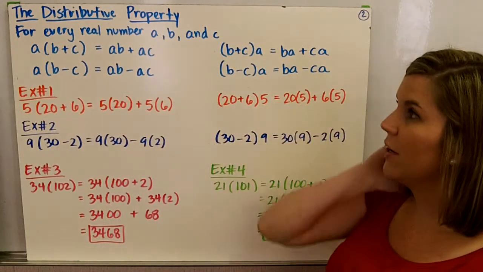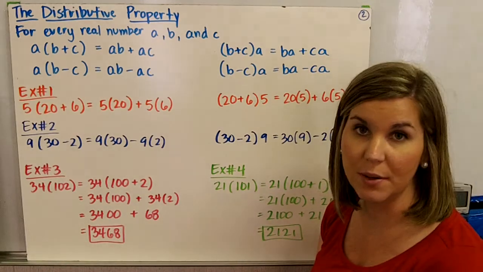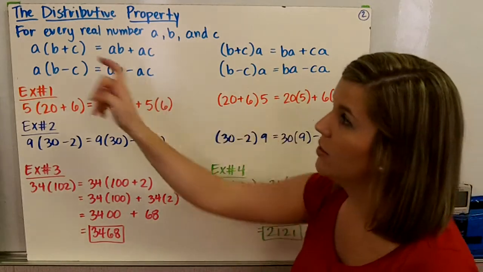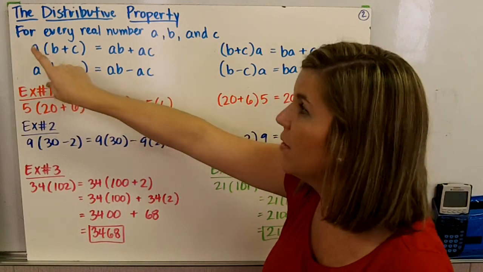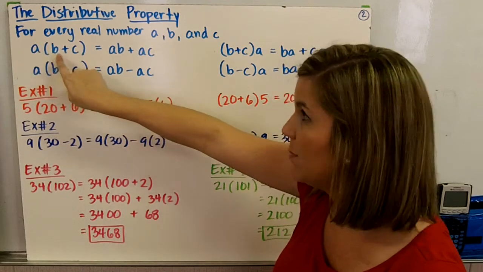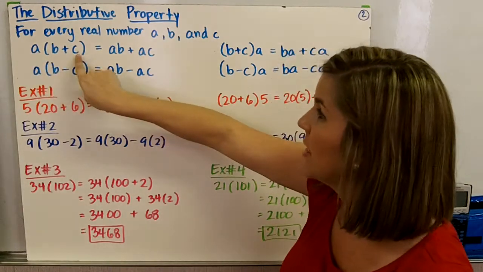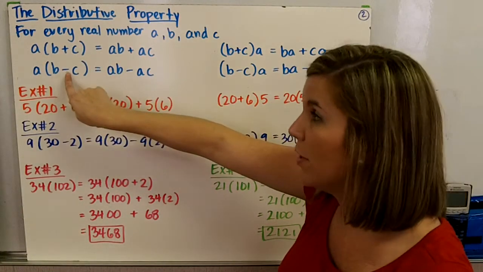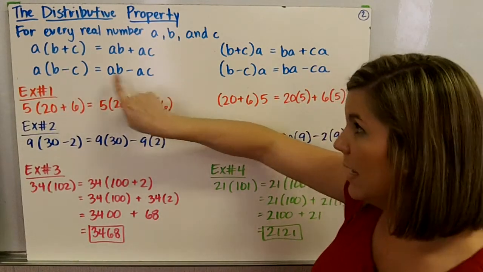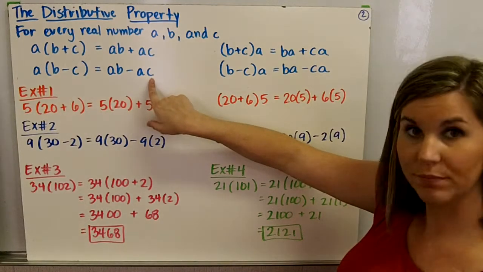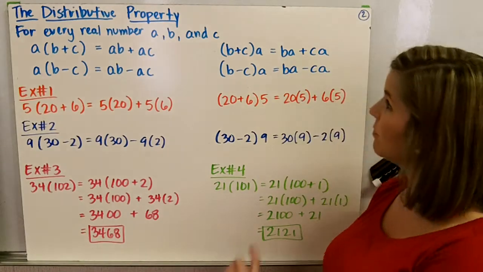The distributive property. For every real number a, b, and c, so a, b, and c just represent numbers, you can do these 4 patterns. If I have a times the quantity of b plus c, then what you'll do is you'll say a times b plus, because there's a plus in the middle, a times c. Or if there's a minus in the middle, a times b minus a times c. Now we write them side by side because a times c is the same thing as saying ac.